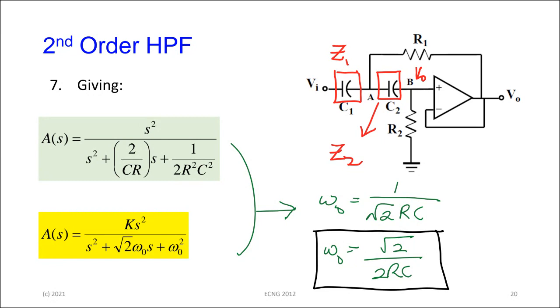I took a slightly different approach here, which was to take the standard form of the equation in the S domain, and then just compare the coefficients. So in this one we didn't take the approach where we substitute S equal to j omega and then let the amplitude equal 1 over root 2.